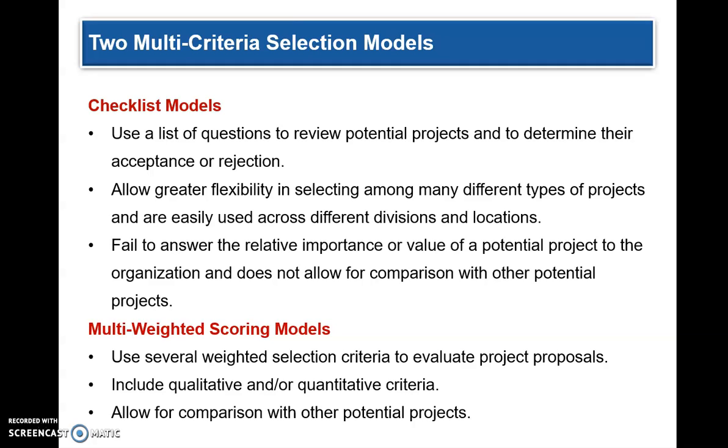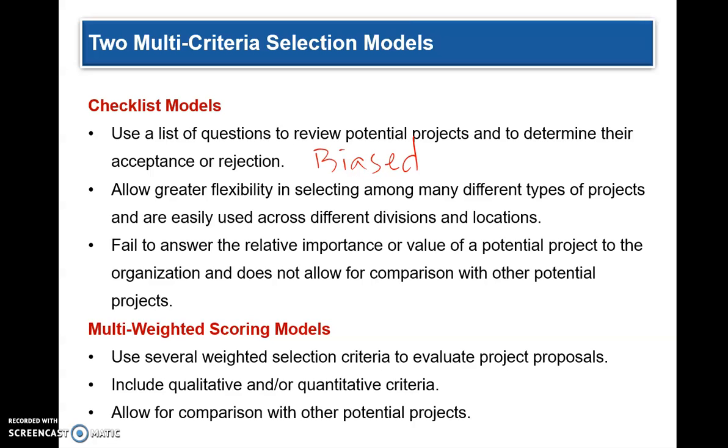Then we talked about two different qualitative models. One is called a checklist model, another one is a multi-weighted scoring model. So the checklist model is pretty simple. You use a list of questions to review potential projects and determine their acceptance or rejection. But this can be very biased because it depends on whether the person likes a project or likes the champion of the project, those kinds of things. So it's very political and biased.